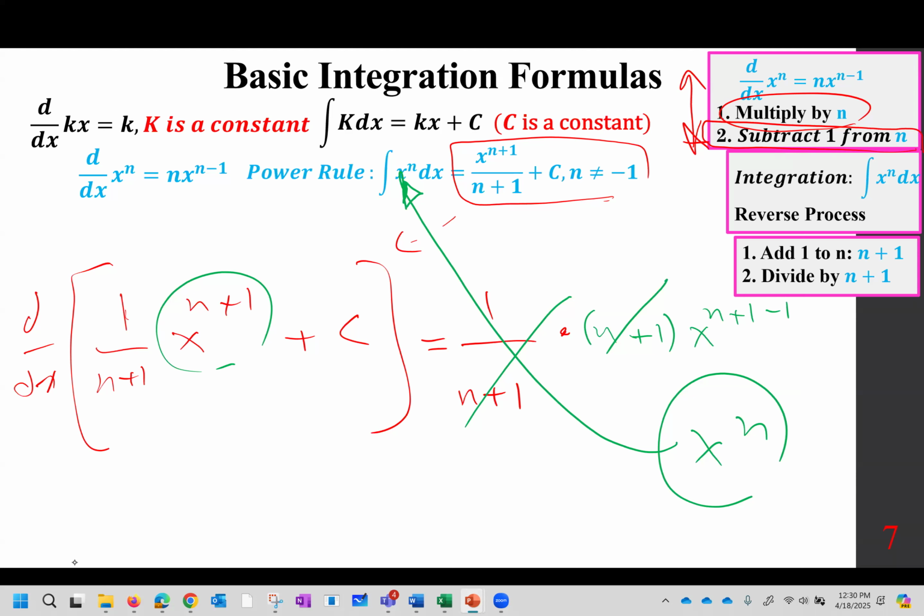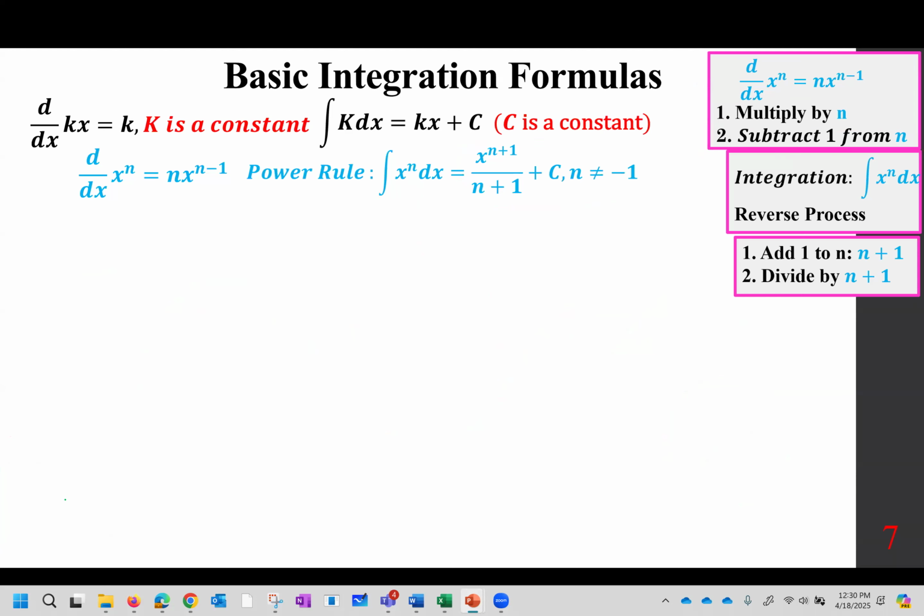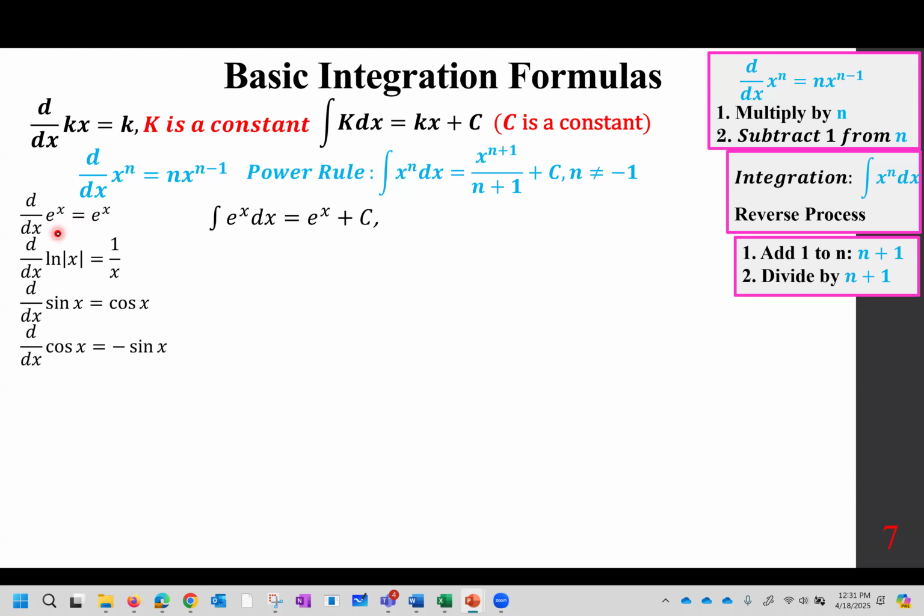Let me erase my work. Let's look at each one. E to the power of x, the answer is e to the power of x. So if I go this route, the integral of e to the power of x dx must be e to the power of x and a constant. Natural log gives me 1 over x. So if I go this route, the integral of 1 over x dx must be natural log and a constant. Now, one thing I want to add, class, 1 over x is the same as x to the power of minus 1.